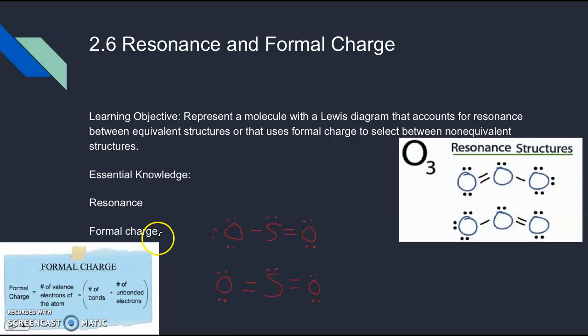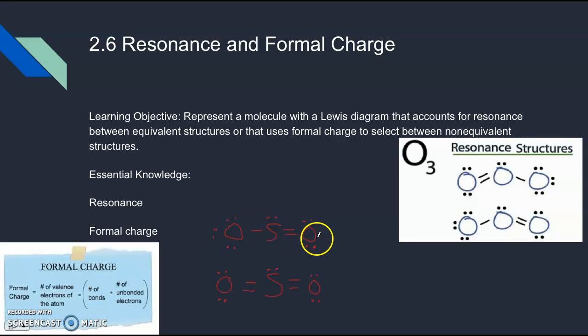Now formal charge is used to determine which is the best Lewis structure, as in which one is most similar to what it's probably going to be like in real life. So what we want to have for a formal charge, the best structures will have all formal charges of zeros for all the atoms. But if you have to have a negative formal charge, you want it to be on the most electronegative element. So we can look at formal charges for all these.